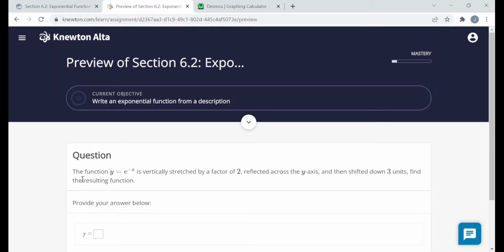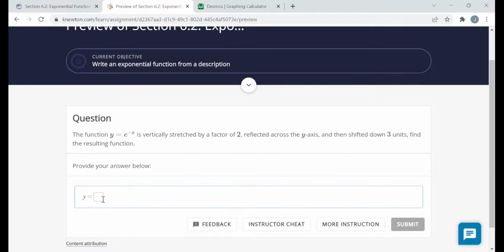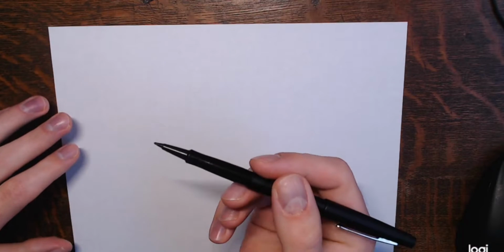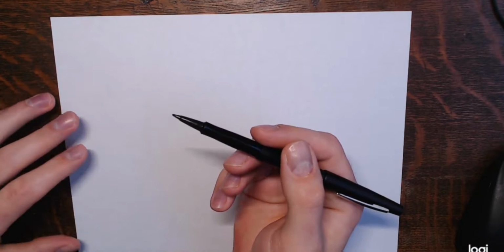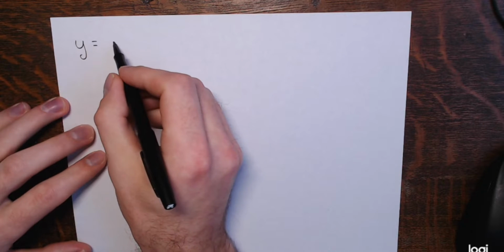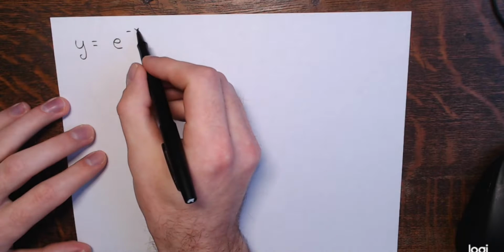All right, so we're given the function y = e to the -x power and then told to do all these transformations to it. What would the final expression look like? All right, so I'll write this out. And we'll go through the Desmos site and make sure that the transformations that are described are actually happening. So we're starting off with y = e to the negative x.